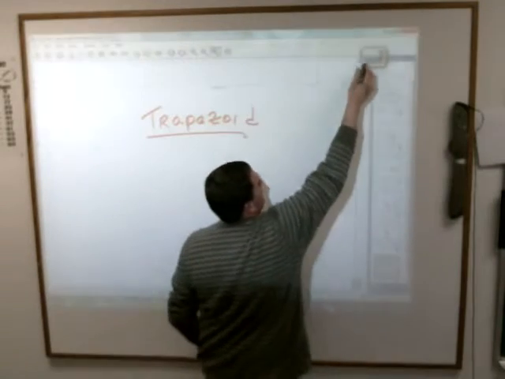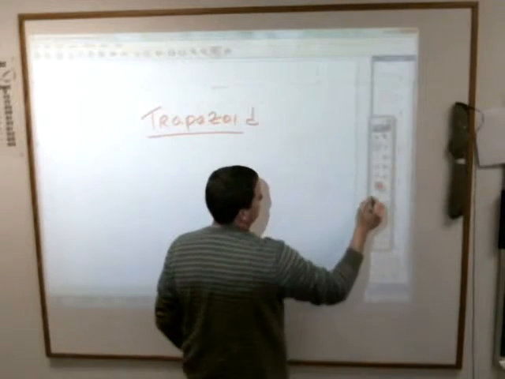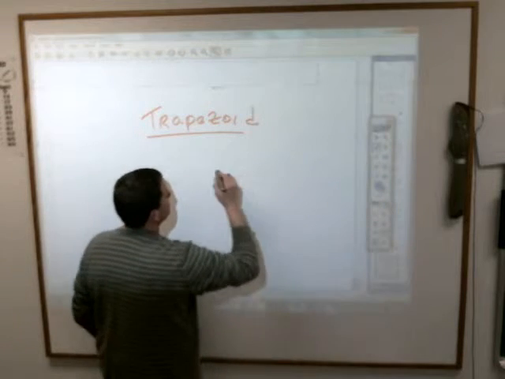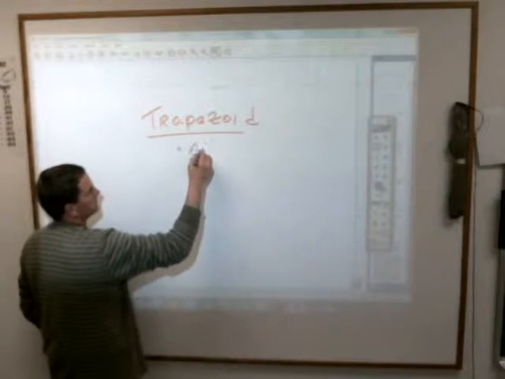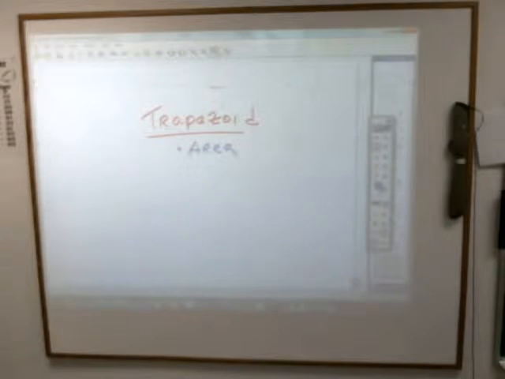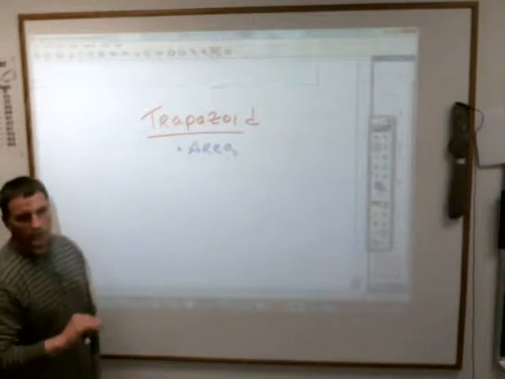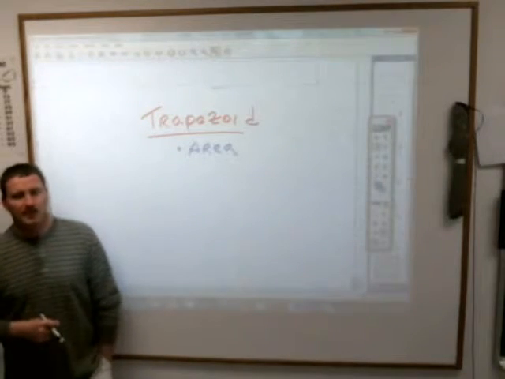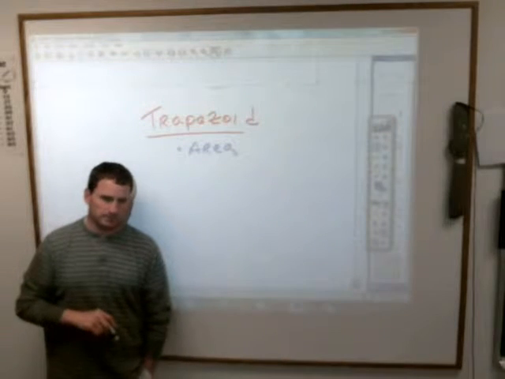And specifically today, we're looking at the area of trapezoids. So what better thing to do than just draw a trapezoid? The exact definition of a trapezoid is what? Grace, what's the exact definition of a trapezoid? Yes, it's a quadrilateral. Let's start with that. Four-sided shape that has what particular feature?